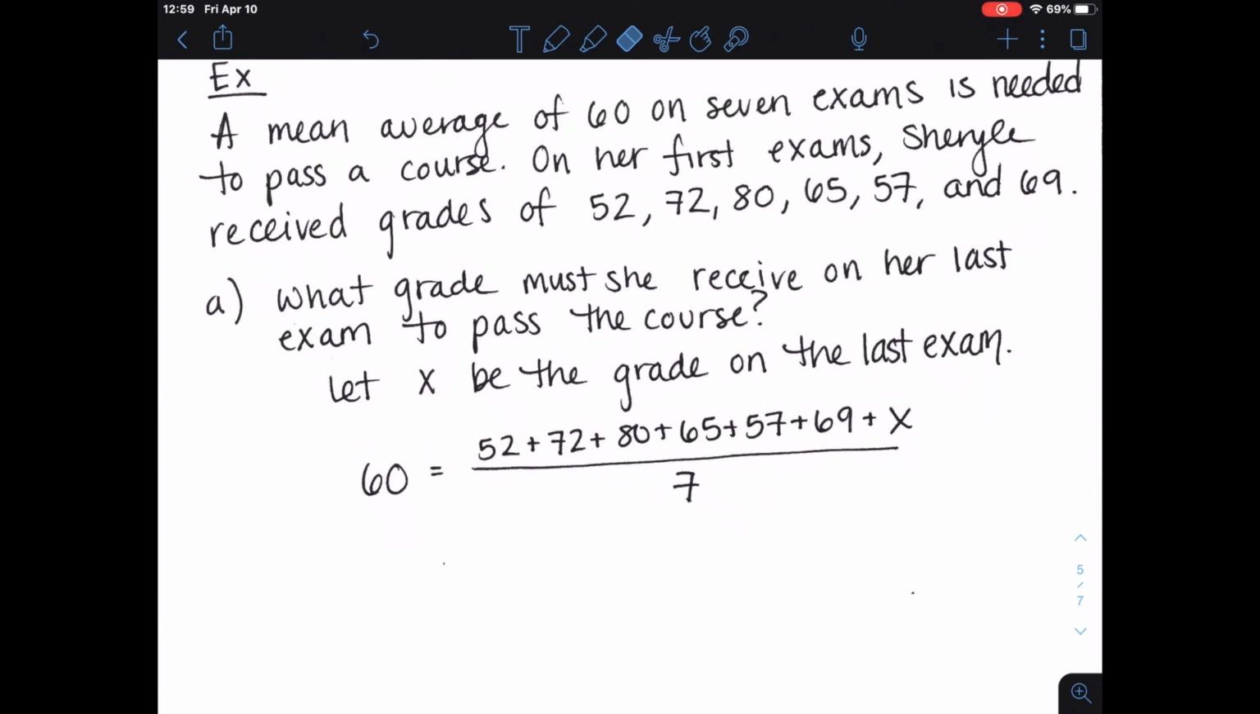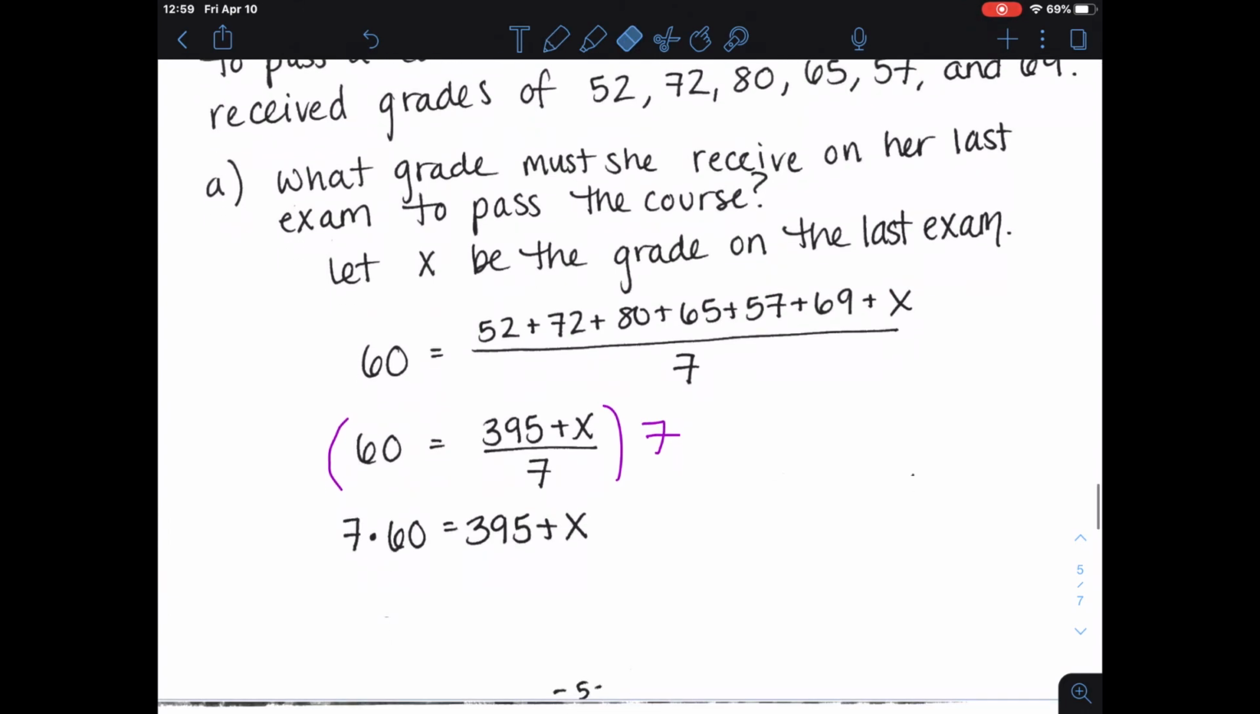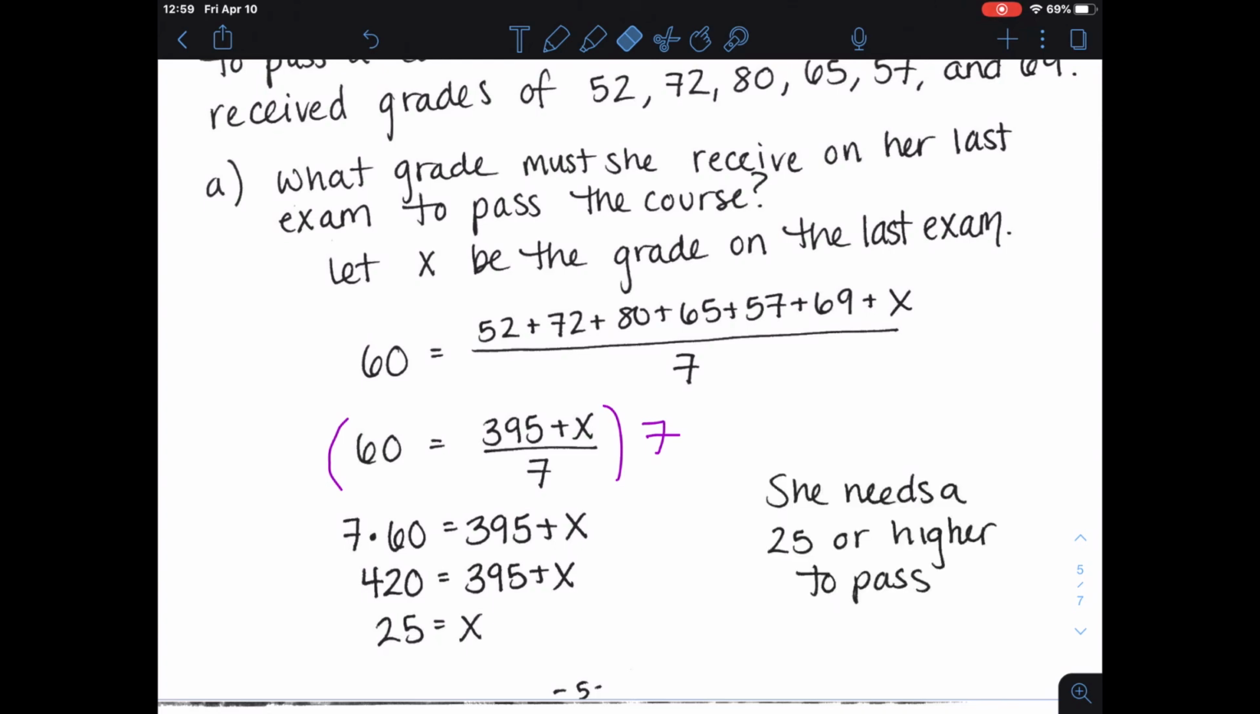So if you go ahead and add up those 6 tests, it's going to be 395, and then you're adding X for that last one. So to solve, multiply both sides by 7. So you get 7 times 60 is 395 plus X. So that's 420 is 395 plus X. And then if you subtract the 395, she needs a 25 on that last test to make an average of 60. So as long as she scores a 25 or higher, she's going to pass that course.